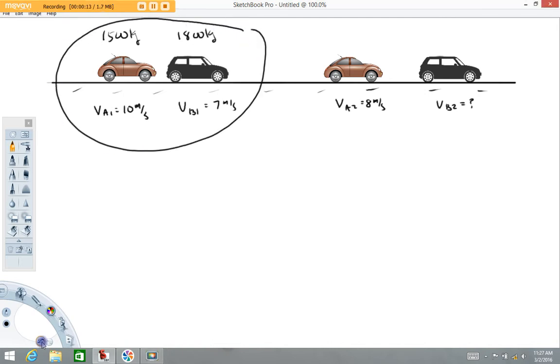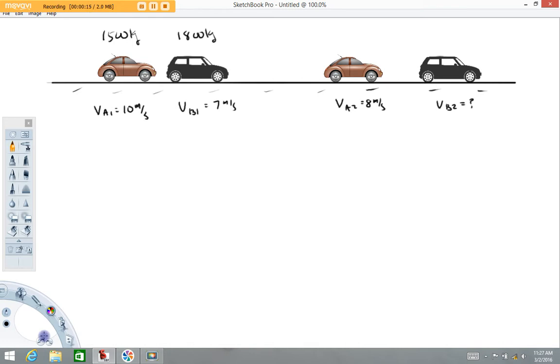So this is kind of a snapshot in time, and at the instant shown, this car, which I'm calling car A, is moving at 10 meters per second. It's 1,500 kilograms. It's creeping up onto this Subaru looking thing here, which is what I'm calling car B, moving at 7 meters per second, and car B is 1,800 kilograms. So what we're going to do here is imagine that car A hits car B.